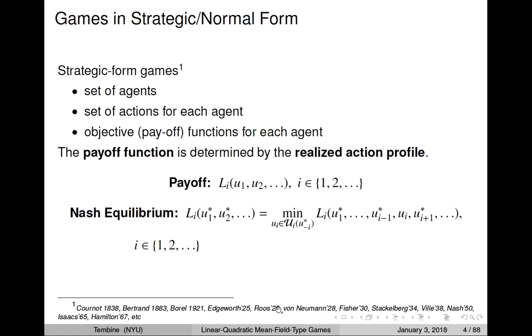Edwards is for Pareto optimality, Ross is for open loop differential game Nash equilibrium, and so on and so forth. Von Neumann is for zero sum matrix games, Fisher for genetic and evolutionary dynamics, population dynamics, Lotka, Volterra, and so on. Stackelberg is for linear follower games. Jeanville is for zero-sum games. John Nash for finite multi-matrix games, existence of equilibria, and of course cooperative games and so on. Isaacs for differential games, similar to the one introduced by Rose here, and Hamilton for evolutionary games.